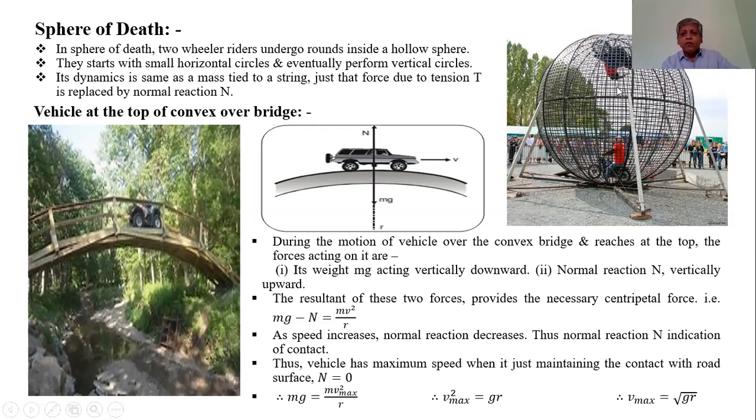Weight is also along this direction. That means N plus mg is equal to centrifugal force, that is mv square upon r. And as the normal reaction becomes zero, that means, like tension, we have considered tension becomes zero.